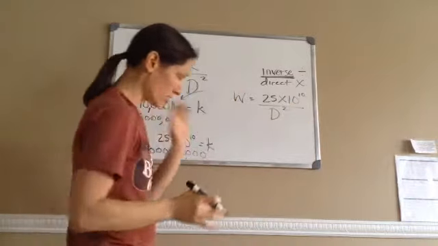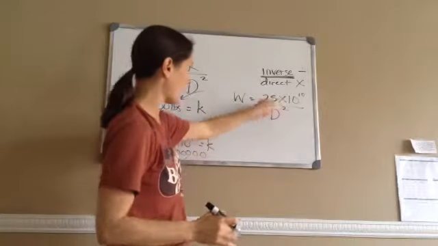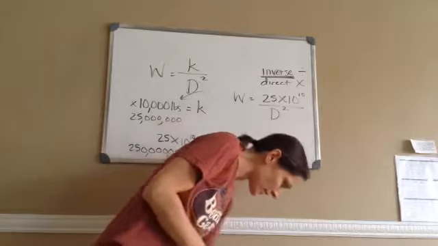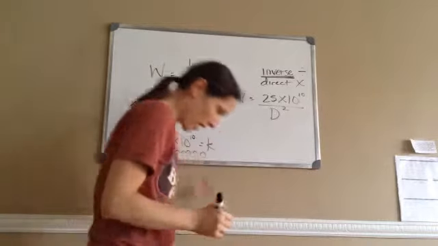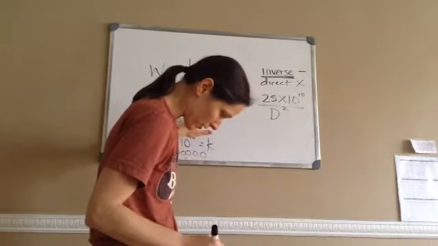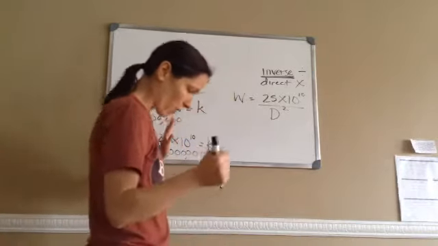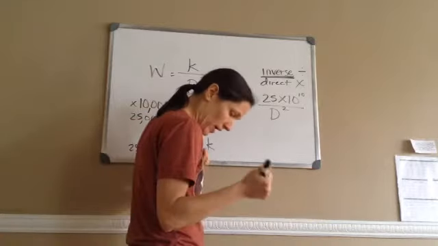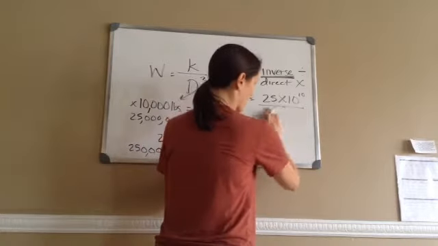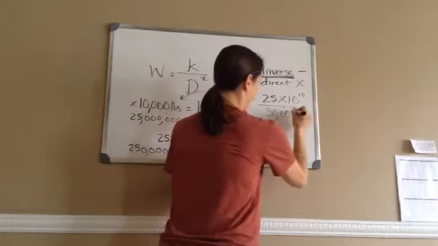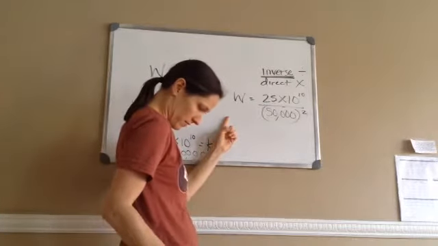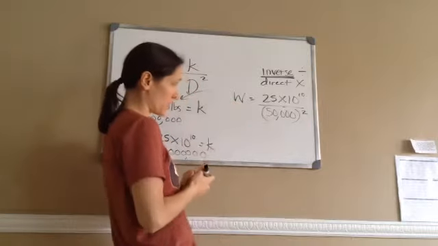Okay, so now listen to the problem. That's how we figured out our K, which I put right here. Let me read the second part of it. So if the body weighs 10,000 pounds at a distance of 5,000 miles from the center of the earth, how much would it weigh at a distance of 50,000 miles, squared? Okay, so they're asking how much would it weigh? We're looking for the W.